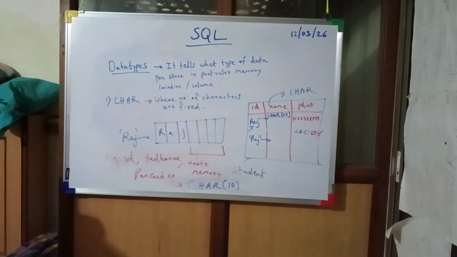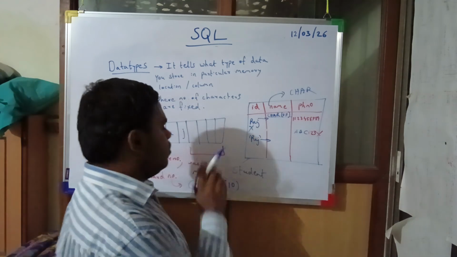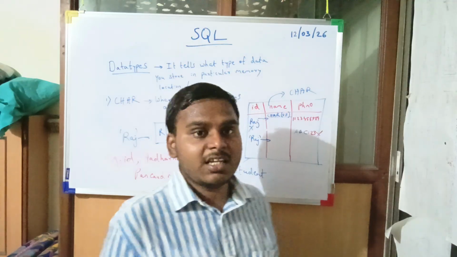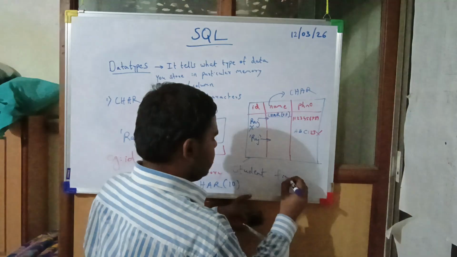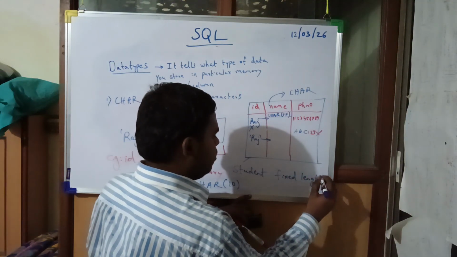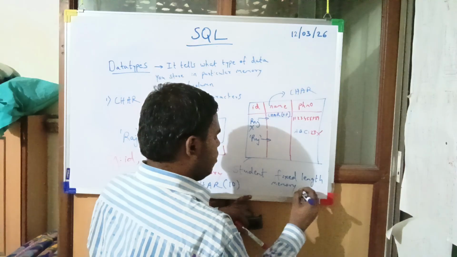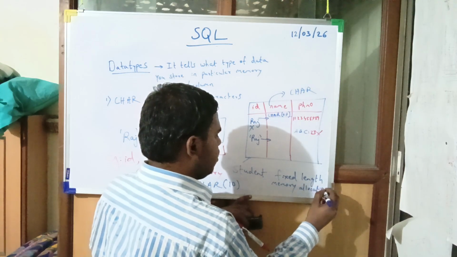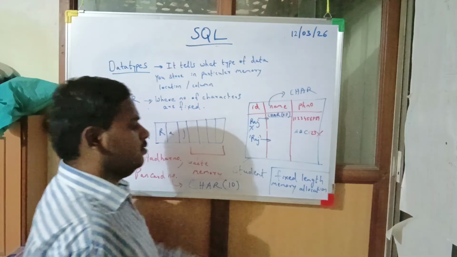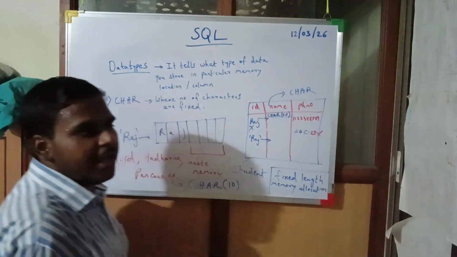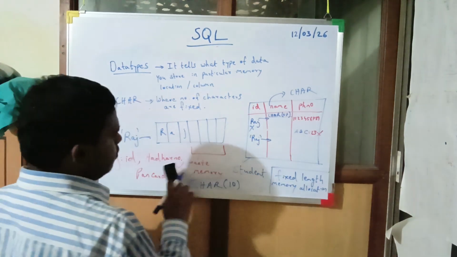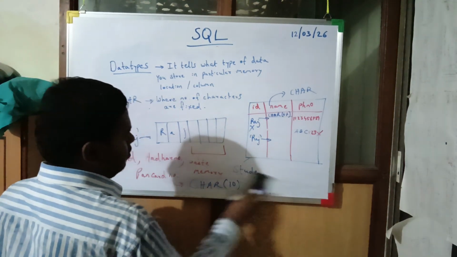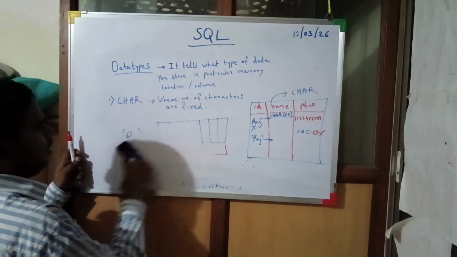So here, the memory size is fixed, so it's not dynamic in nature, it is static in nature. So it works on a concept called fixed length memory allocation. Some blocks of memory are allocated. So what I am saying, please note down: memory utilization is not good. That's a drawback of the char data type.